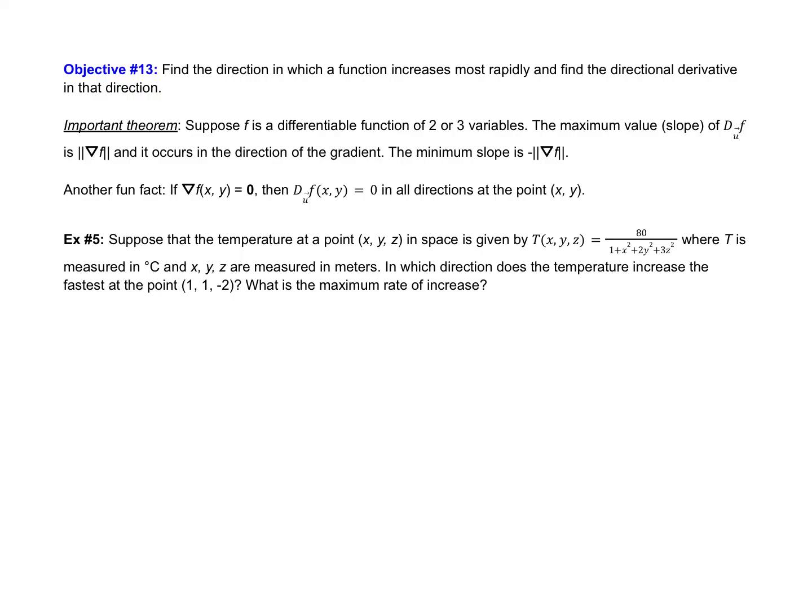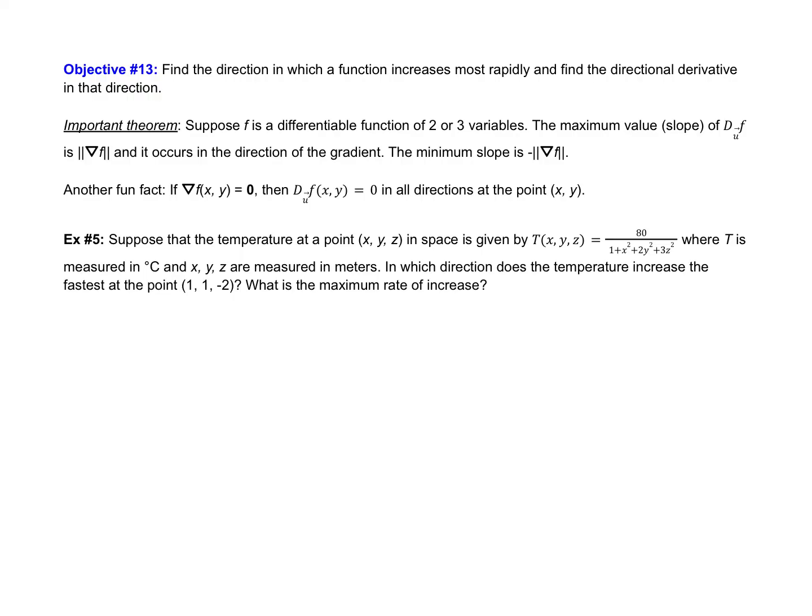Another fun fact, if the gradient of some vector is the 0 vector, then the directional derivative is 0 in all directions at the point x, y. And that should make sense. Directional derivative we would find by taking our gradient and dotting it with the unit vector u. Well, if we have a 0 vector and we're dotting it with any vector, of course, we're going to get 0. So let's take a look at how to use this theorem in example 5.